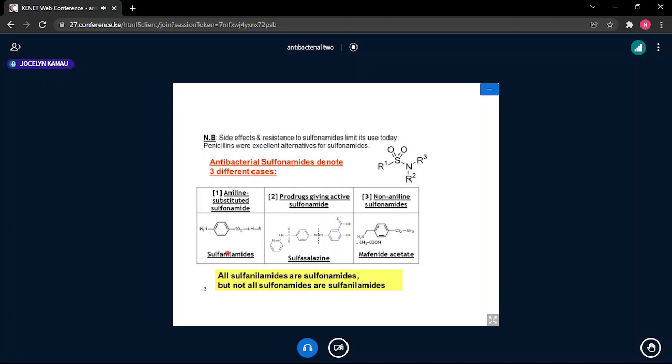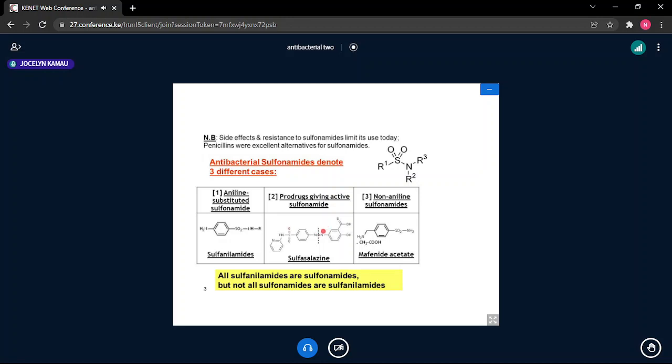Particularly, sulfonamides fall into three classes, as we have discussed. You have the sulfonylamides. The sulfonylamides are the ones with a free amino group there, SO2NH, and they can have a substitution. Remember, sulfonylamide is the prototype, and there will be derivatives of sulfonylamide.